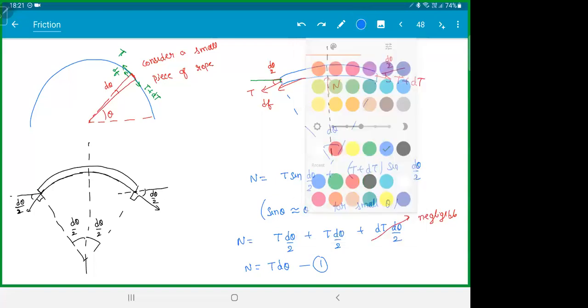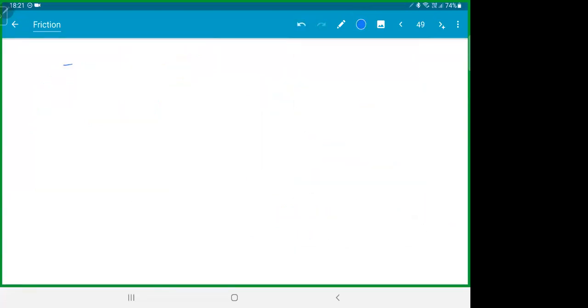Now, if I try to write the horizontal equation, we get T plus dT should be equal to the tension plus the friction dF. T will cancel. We get dT is equal to dF. And we know the friction is always less than or equal to mu into N. So dF is less than or equal to mu N. So we get dT is less than or equal to mu N. And what is N? Just now we calculated N is T d theta. Shift this side, we get dT by T is less than or equal to mu d theta.